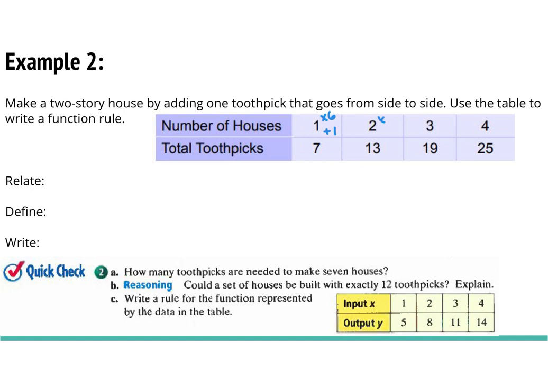If I multiply 2 by 6, add 1 to that, I would get 13. Multiply 3 by 6, add 1 to what I got, I would get 19. Multiply 4 by 6, add 1, I would get 25.